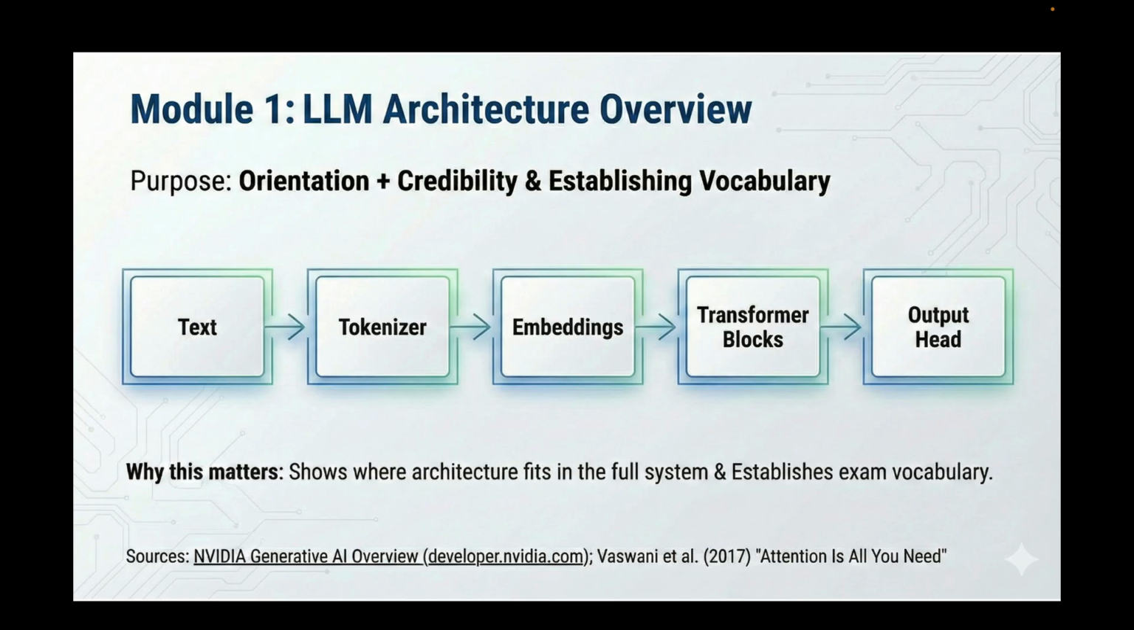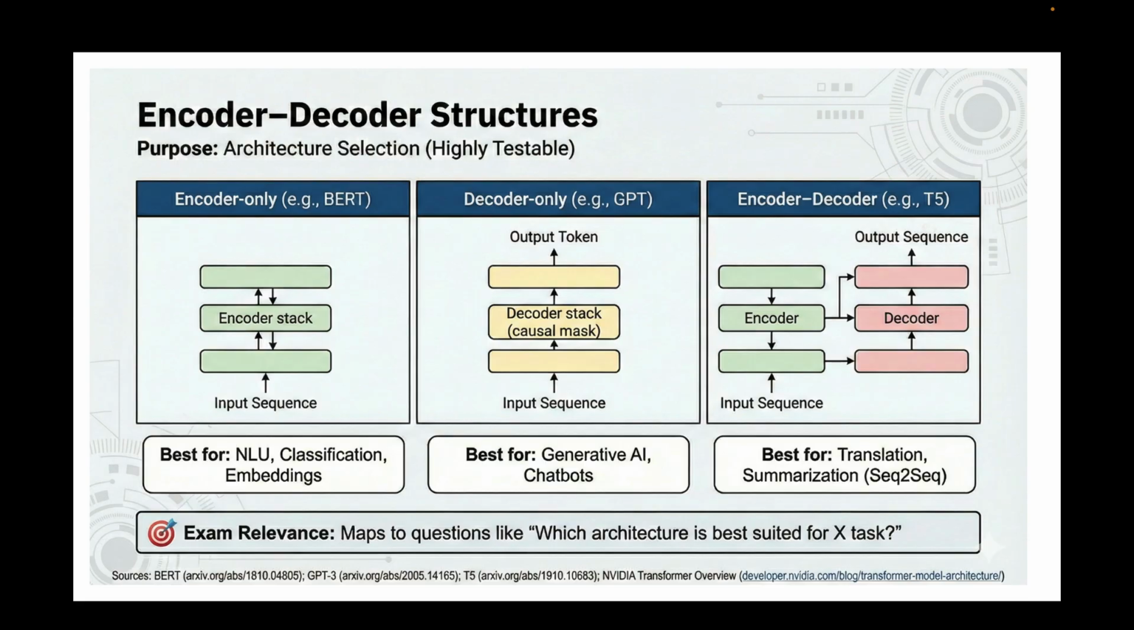These vectors are then processed by layers of transformer blocks, which we'll discuss shortly, to gather context. Finally, an output head turns that processed data back into a probability distribution to predict the very next token. Understand this flow, and you understand the entire inference lifecycle. So, that's the general pipeline. But not all transformers are built the same.